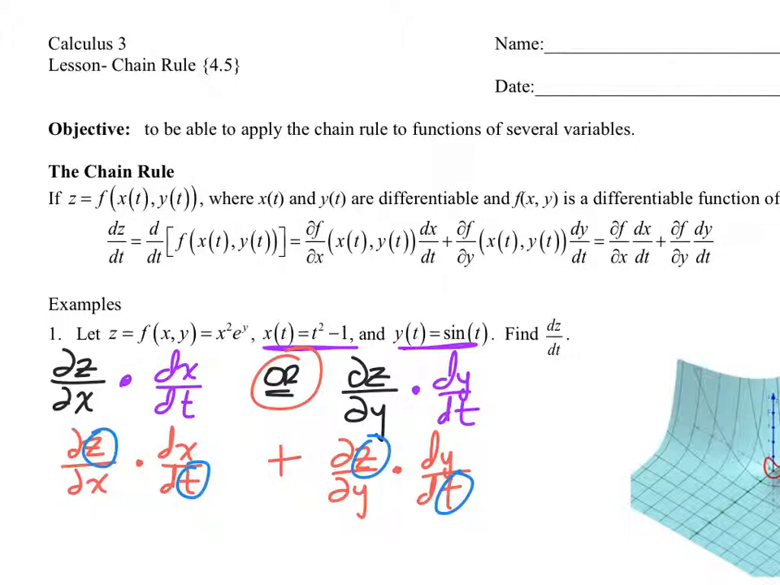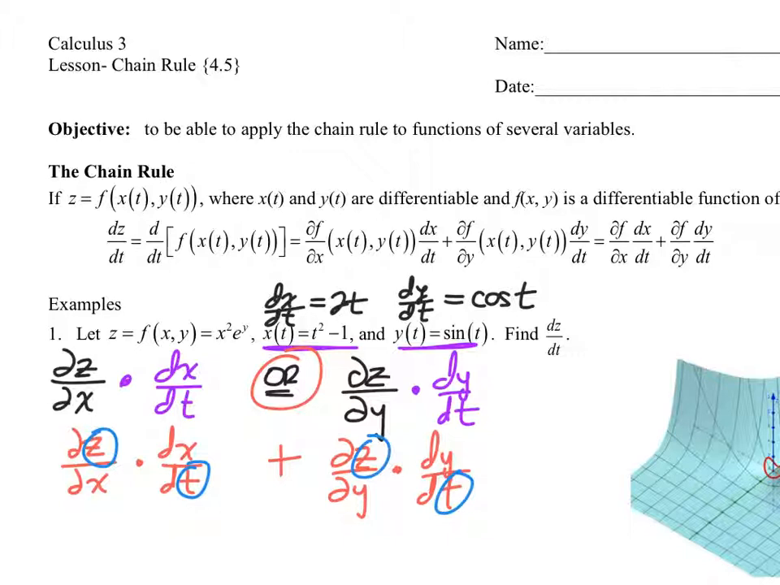All right. So in the case of the x and y functions, it's not hard at all because dx dt, I just chuck that in right here. 2t. dy dt, cosine t.